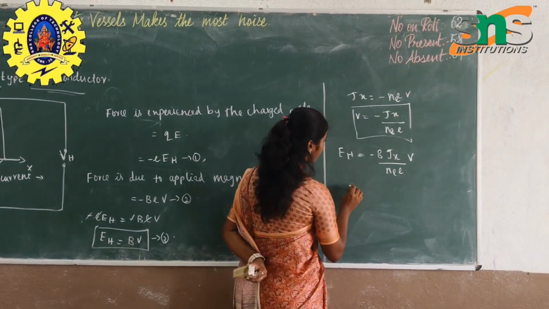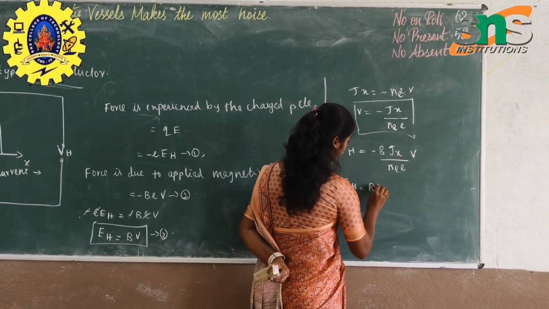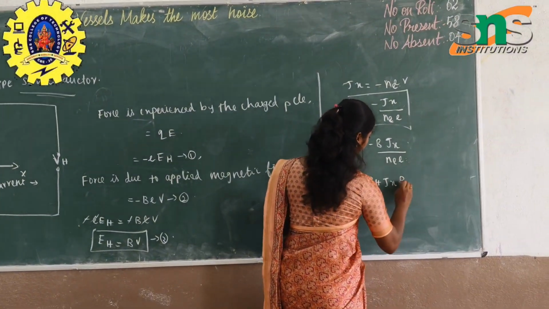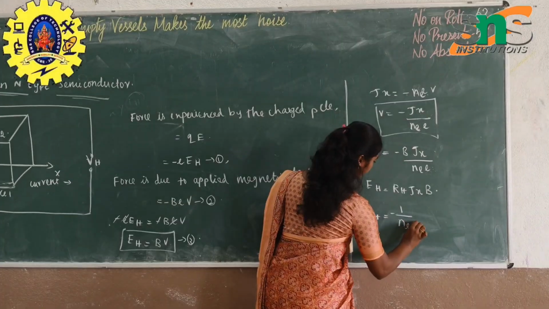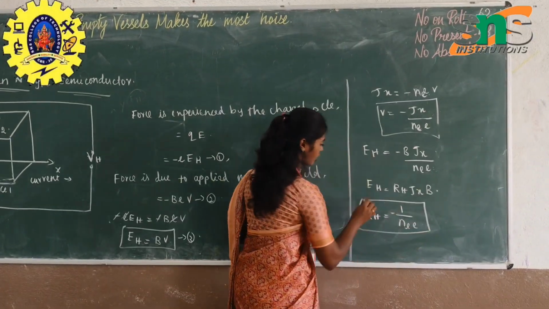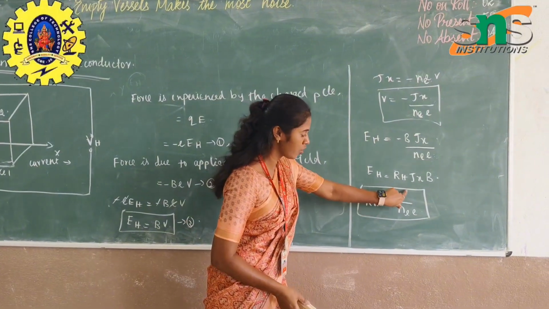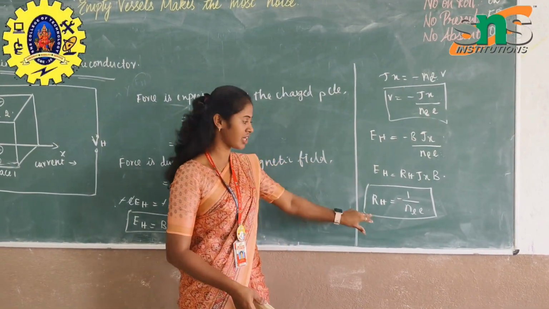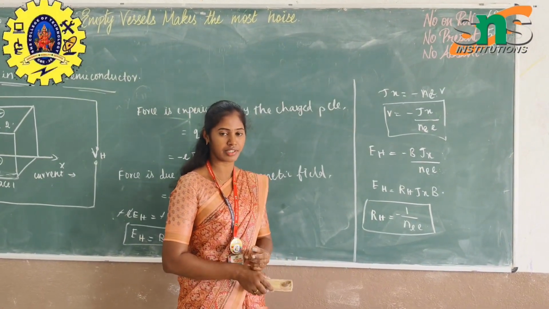So EH is equal to RH Jx B, where RH is equal to minus 1 by n e e. This is the Hall coefficient. If the RH value is negative, it means that the semiconductor is an N-type semiconductor. That's all. Thank you.